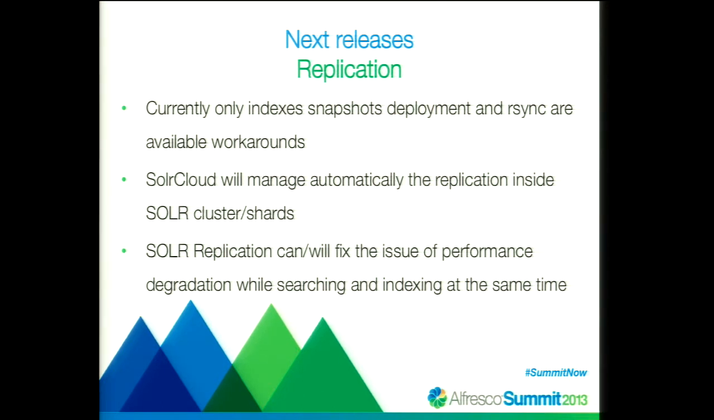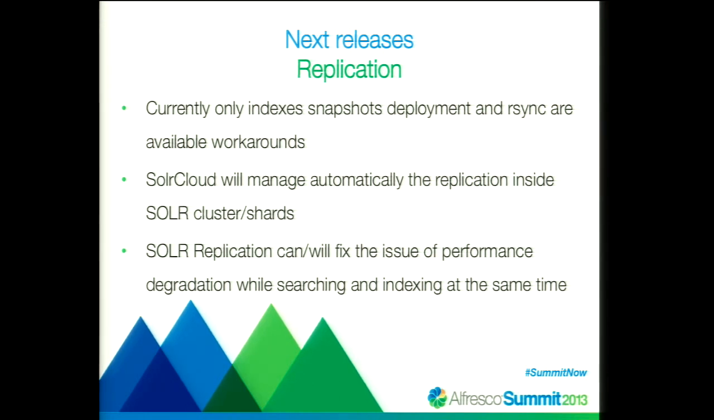So currently, as I said, the only workaround for replication, if you want two SOLRs, one dedicated for search and one dedicated for indexing, and you want to replicate your indexes from the indexing server to the search server, all you can do is the workaround of using snapshots or using rsync. But most probably in the next release, you will get this feature working.